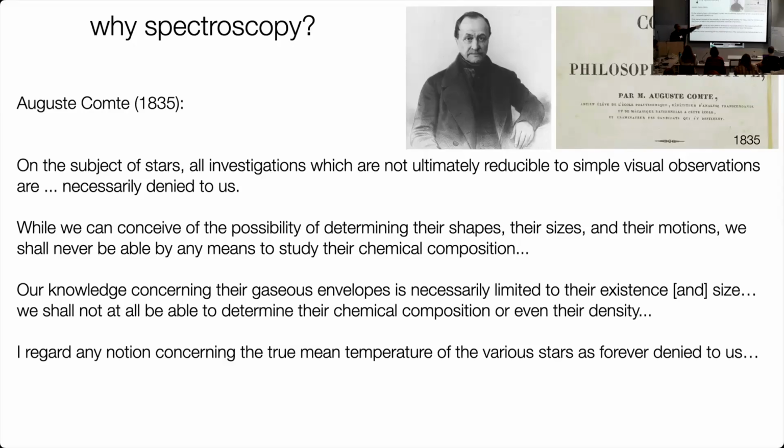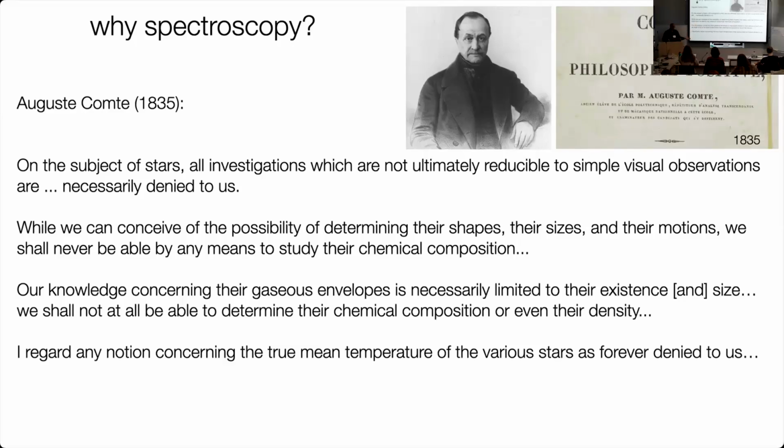So we might conceive of the possibility of determining their shapes and sizes and motions just by looking, but we will never know their chemical composition because we just won't be able to get a sample of stars to study that, right? Our knowledge concerning their gaseous envelopes, we will know that they exist, but we will never be able to tell their chemical composition or even their density, right? Obviously, important things that we would want to know. We'll never know the temperature of the stars. Okay, and this is 1835.